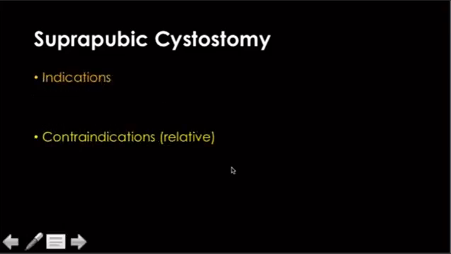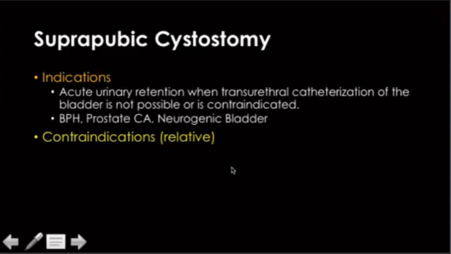Indications, so this is a testable slide here. So indications: acute bladder retention, when you can't just put a Foley catheter in. It can be from BPH, prostate cancer, neurogenic bladder, etc. It may also be beneficial for people who've had urethral trauma, radiation-induced cystitis, a bladder to colon fistula, a bladder to vagina fistula, or just horrific urinary incontinence that for some reason a Foley catheter won't work for.